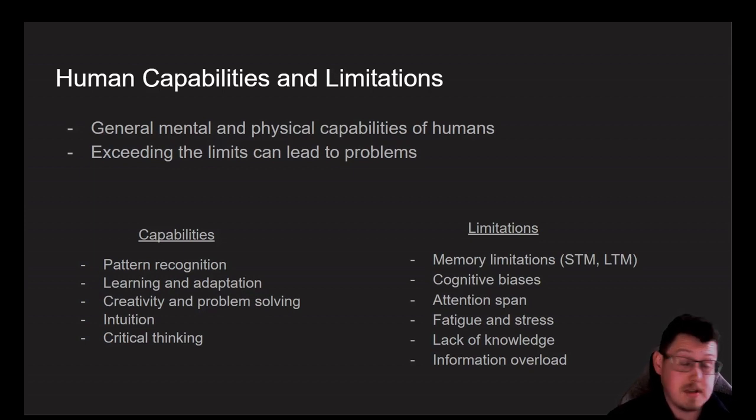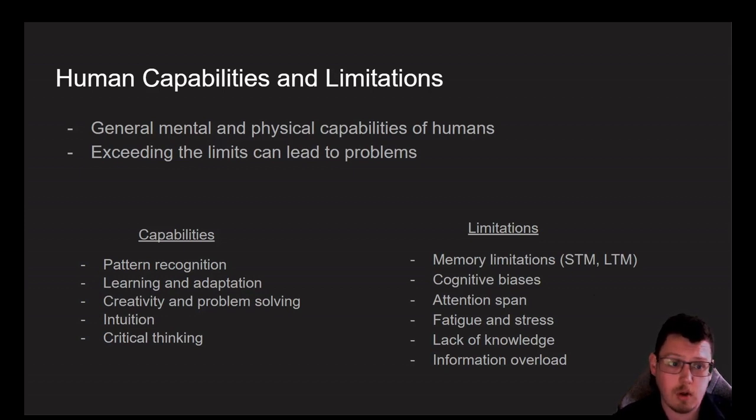So we'll go over some examples of human capabilities and limitations. So we're talking in general at the minute. We're talking about the general capabilities of an average human, and exceeding the limitations can lead to security problems. So some of the capabilities: we're good at pattern recognition, we're good at learning and adapting, we're creative, we can solve problems, we're intuitive, we have the ability to think critically.